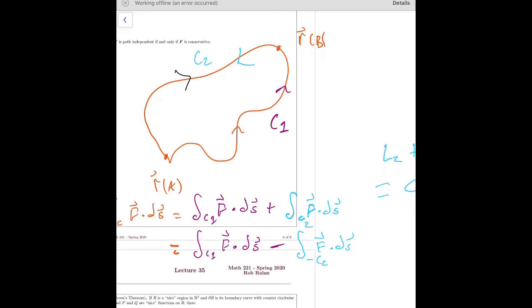Okay, but let's think about what minus C2 is. The curve minus C2 is going from r of a to r of b, but C1 is also going from r of a to r of b. C1 and minus C2 have the same starting and ending point, so the line integral of f over both paths is equal because f is path independent. So in other words, this integral here is equal to that integral by path independence. So their difference is equal to 0. Okay, and that shows that the line integral of f along a closed curve is equal to 0.